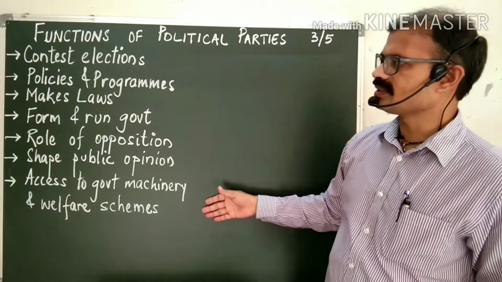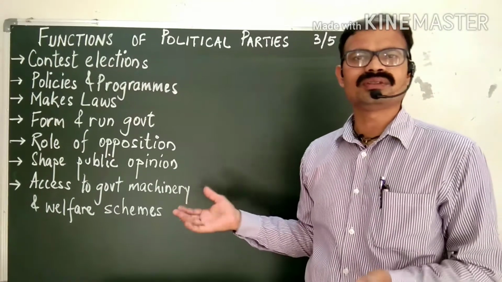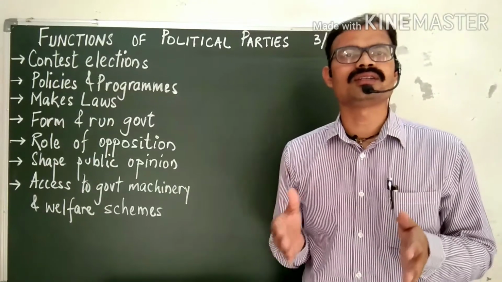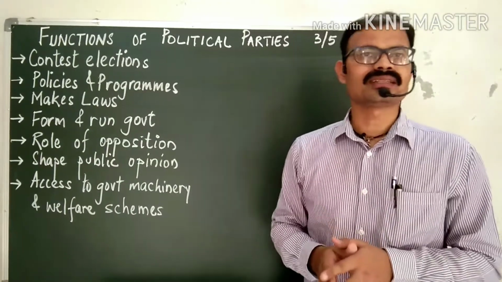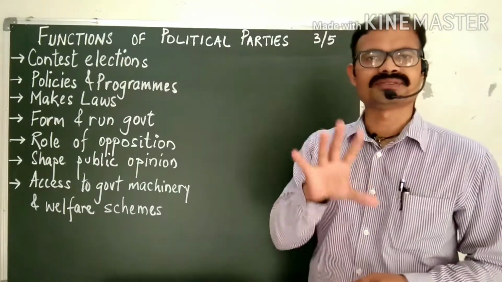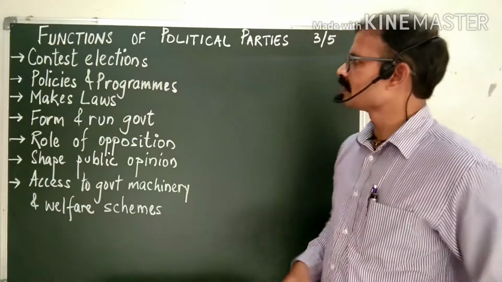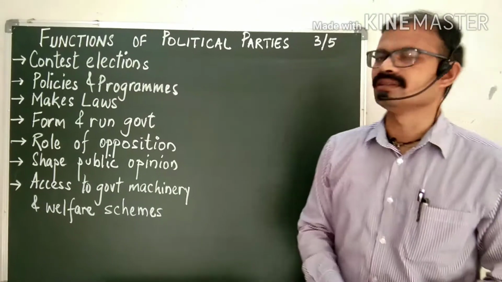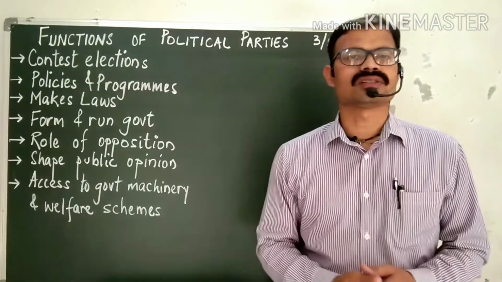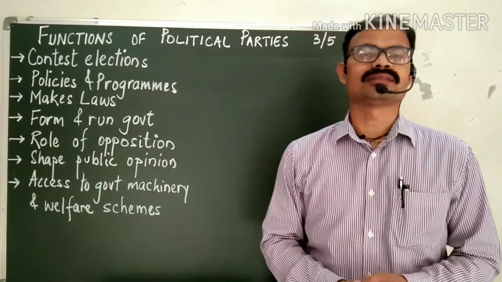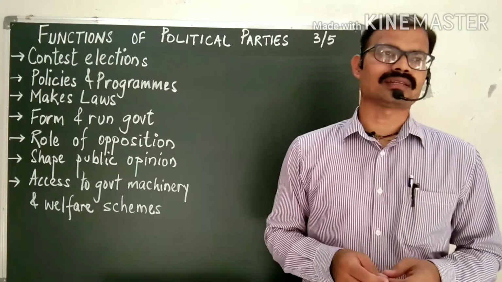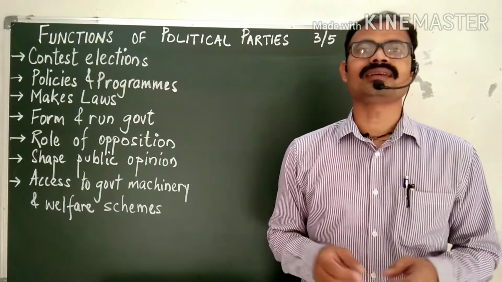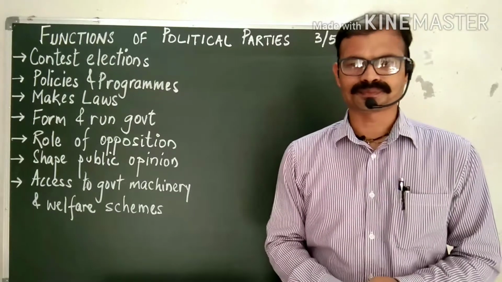All the 7 that we have, you need to explain them in hardly 2 or 3 lines, not more than that, and any 5, not all the functions. So let's begin with the functions one by one. So the first function of political party is to contest election, यानी election लड़ना.